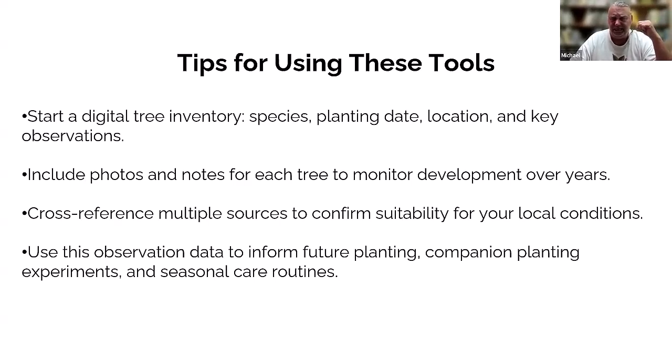One tree a week, 52 a year, over a three-year period, that's 156 trees. That's a lot of trees. It's not rushing, but you're gathering the information. Include photos and notes for each tree to monitor development over the years, so you can see it over time. Cross-reference multiple sources to confirm suitability for your local conditions. Again, don't just take it from one source, test it. Use this observation data to inform future planning, companion planting experiments, and it's experiment, not reality, and seasonal care routines.